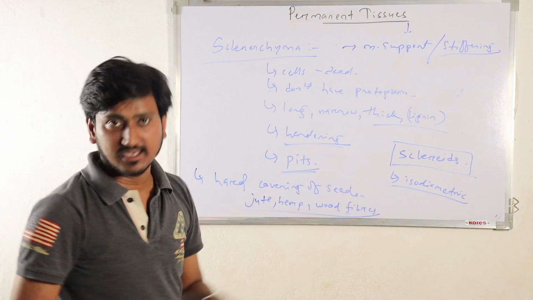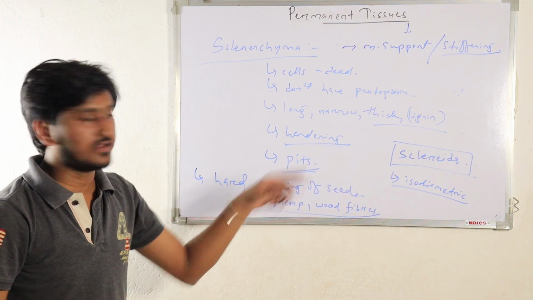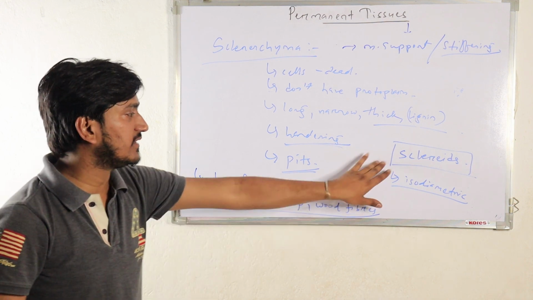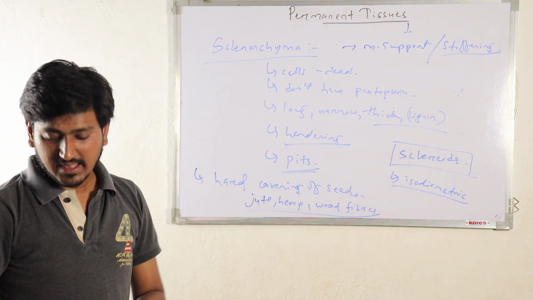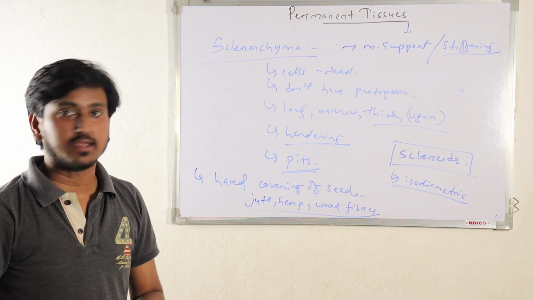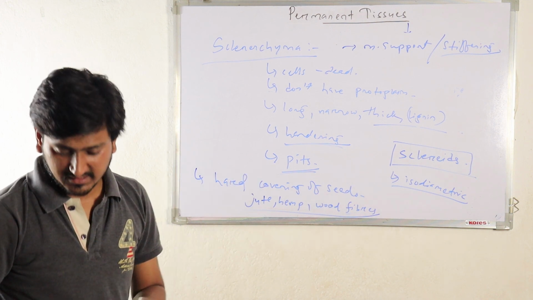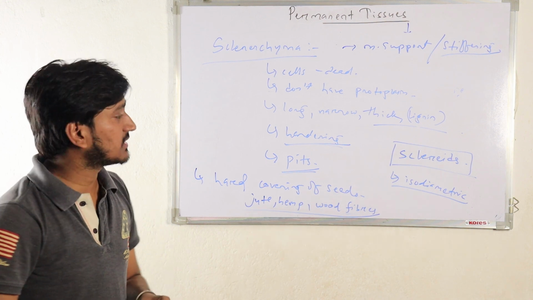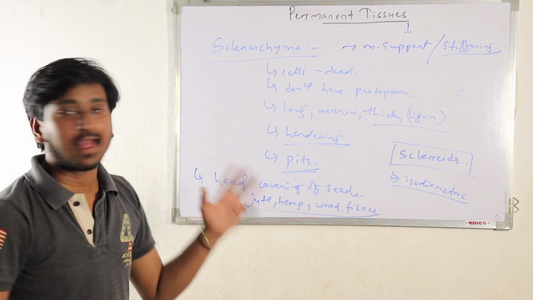They were later called stone cells because of the hard coverings of the seeds. They are found in the hard coverings of the seeds, and many fruits like guava or pear also have these sclereids. These cells do not have any definite shape, but they are isodiametric.